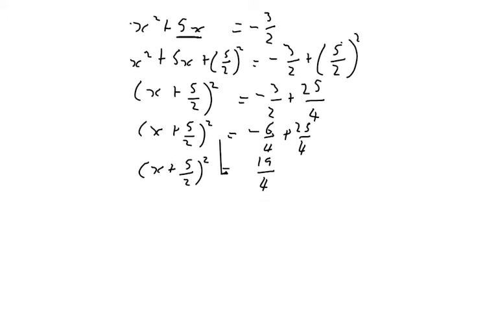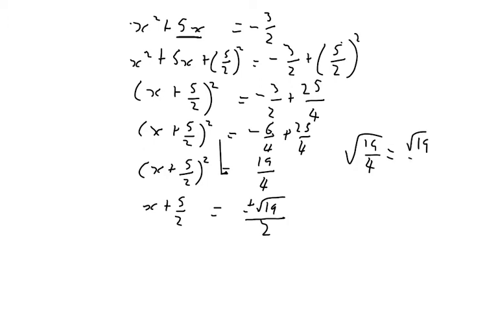Just move this up a bit to give us a bit more space. So now we square root both sides. So we're left with x plus 5 over 2 equals plus or minus the square root of 19 over 2. Because what happens is we would have square rooted both sides. That equals square root of 19 over 4, which is the square root of 19 over the square root of 4, which equals the square root of 19 over 2. And don't forget the plus or minus, obviously.